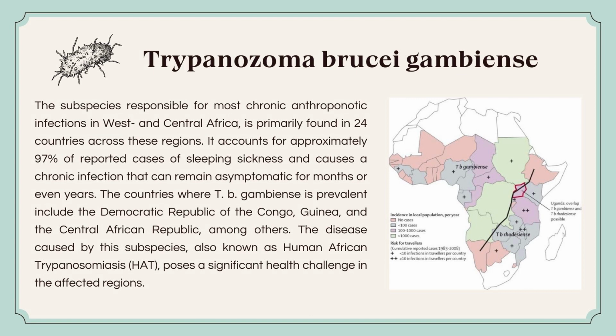Countries where Trypanosoma brucei gambiense is prevalent include the Democratic Republic of Congo, Guinea, and the Central African Republic, among others. The disease caused by this species, also known as human African trypanosomiasis, poses a significant health challenge in the affected regions.